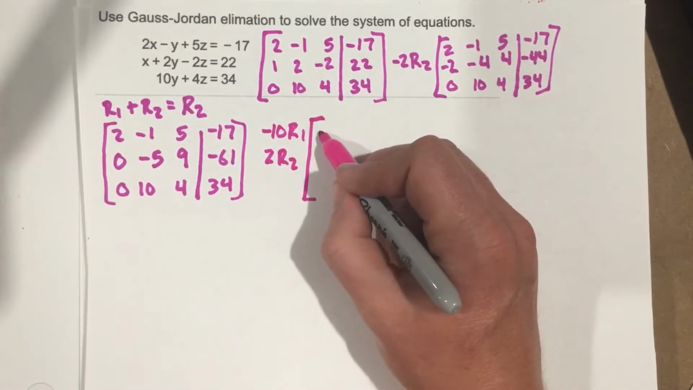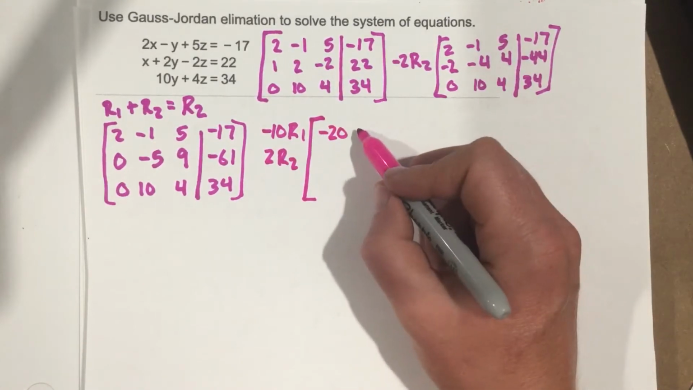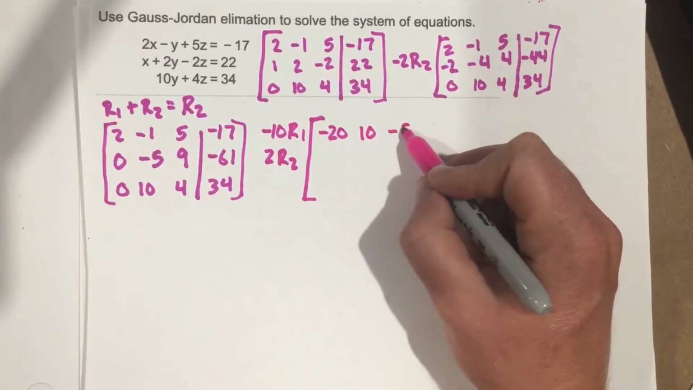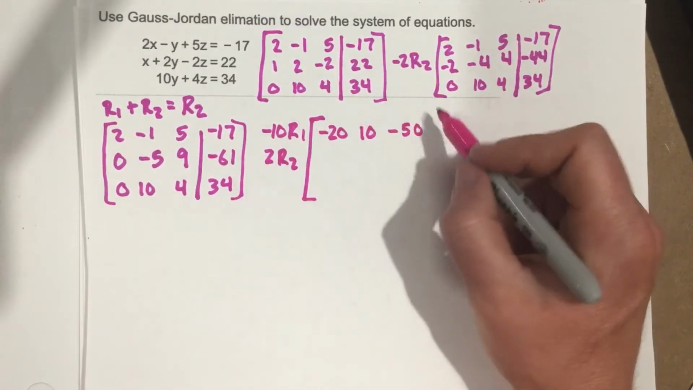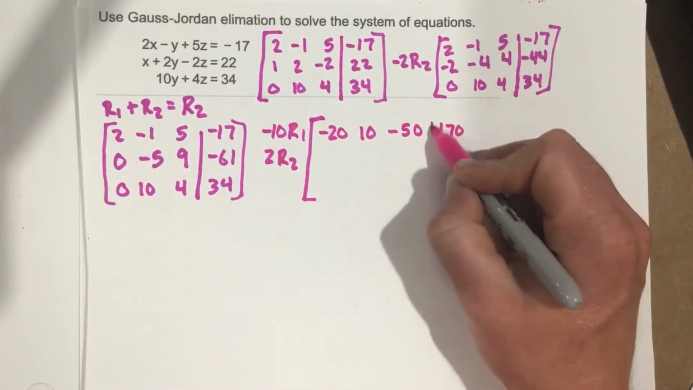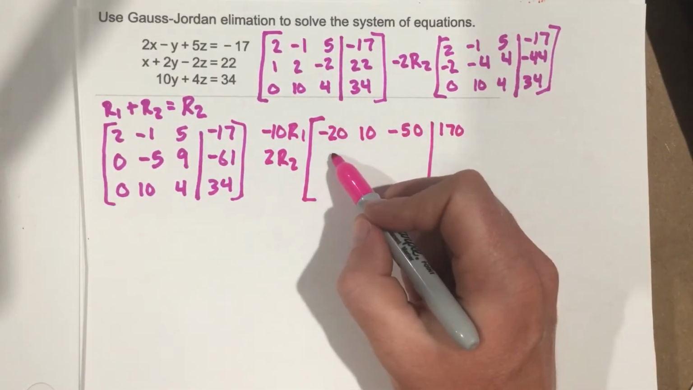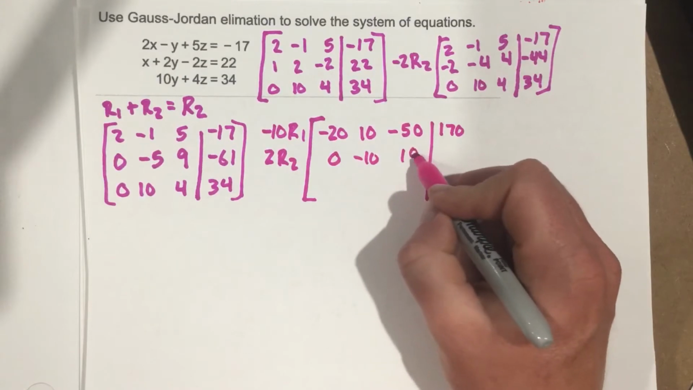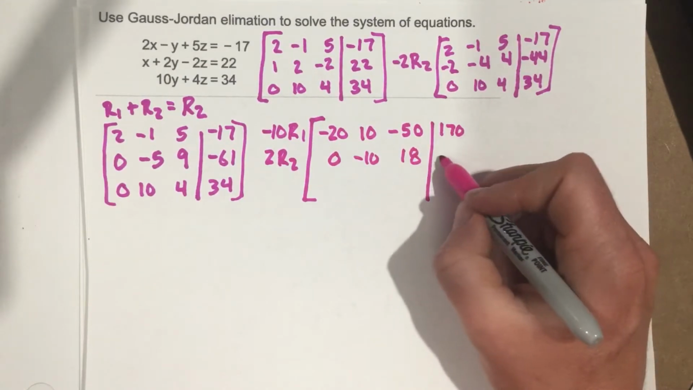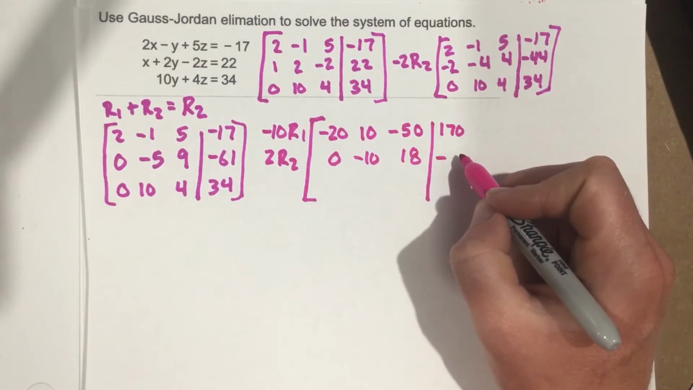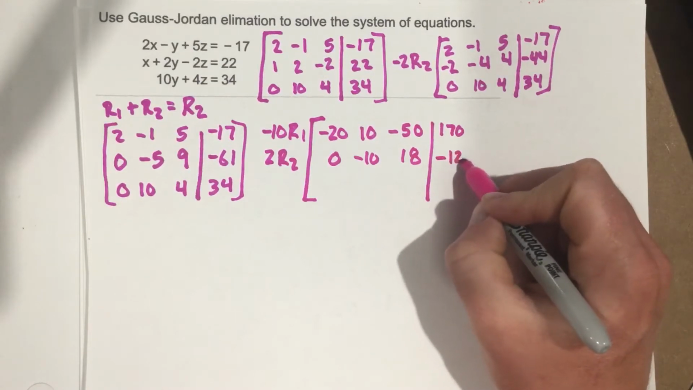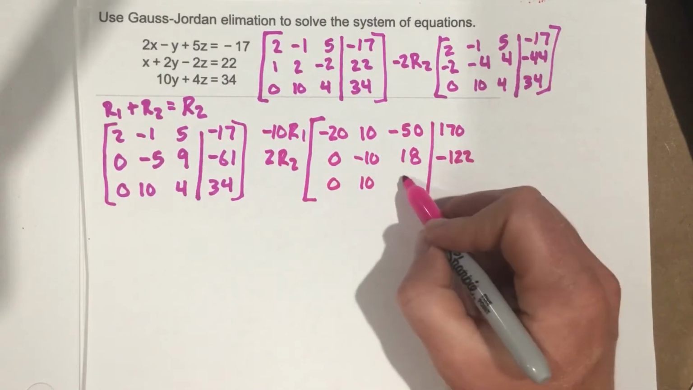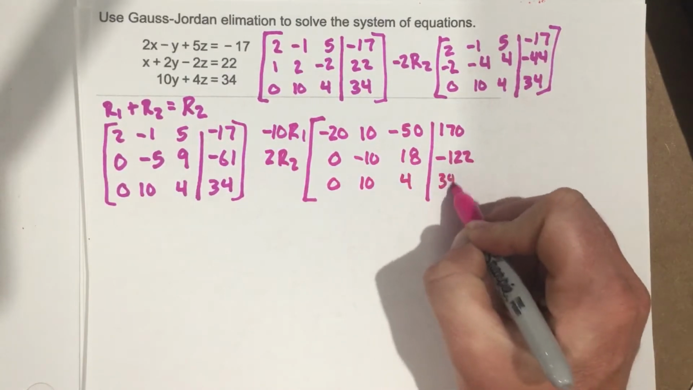So that's going to give you -20. That's going to give you 10, -50, and this will give you 170. Middle is going to be 0, -10, 18, and -122. And the bottom will be 0, 10, 4, 34.